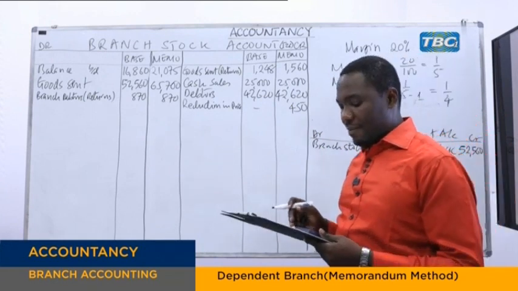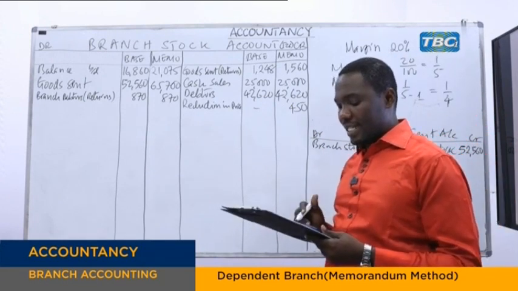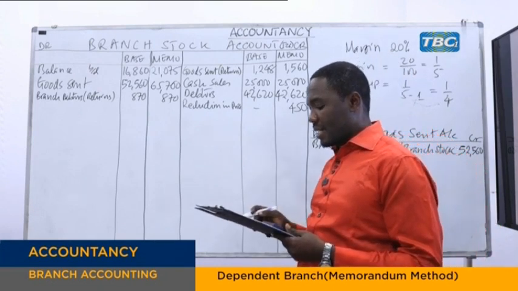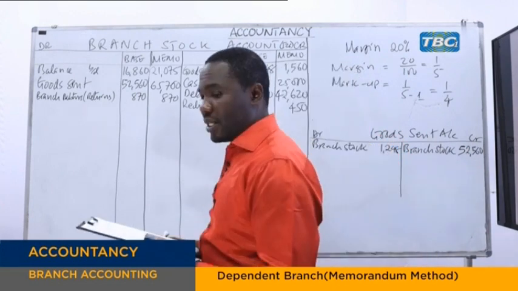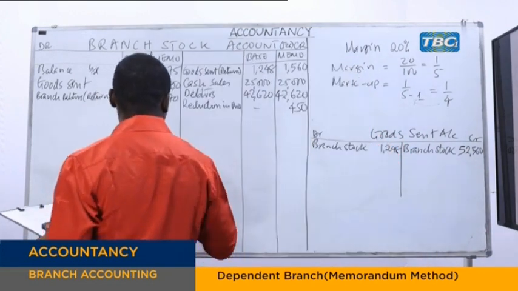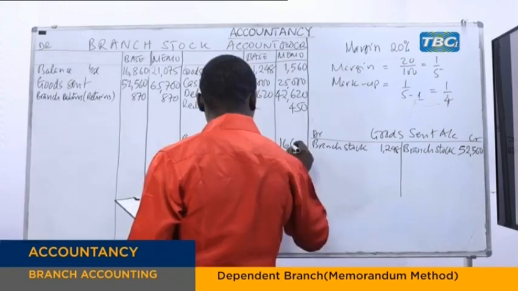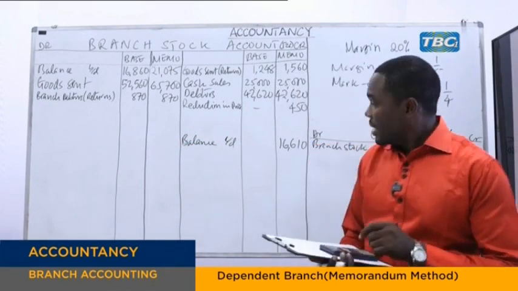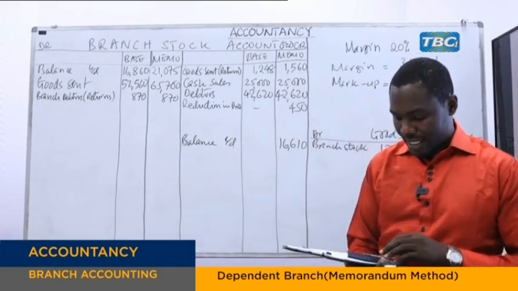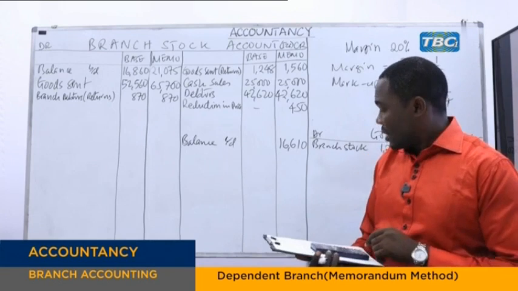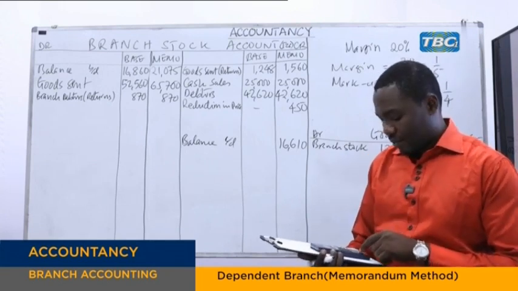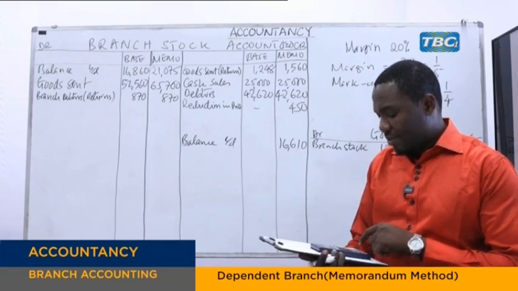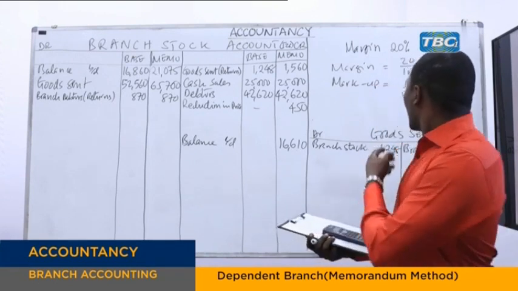On 31st December 2019, the branch stock at selling price was 16,610. So we need to include this as our balance. So we leave a space, 610. So we need to adjust this to get the cost element. So 16,610 times 1/5.